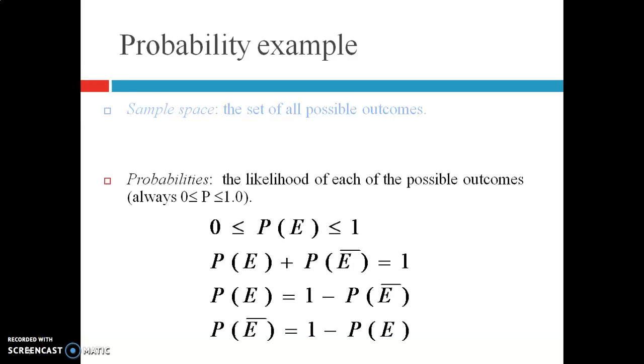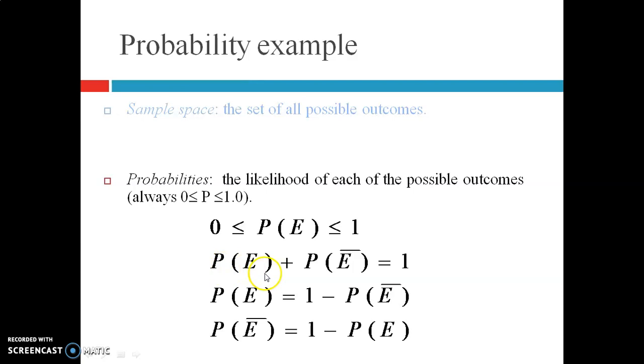See the probability example. Sample space is nothing but the set of all possible outcomes. And probability is the likelihood of each of the possible outcomes. Probability is always greater than or equal to 0 and less than or equal to 1. So the probability of an event is also greater than or equal to 0 and less than or equal to 1.